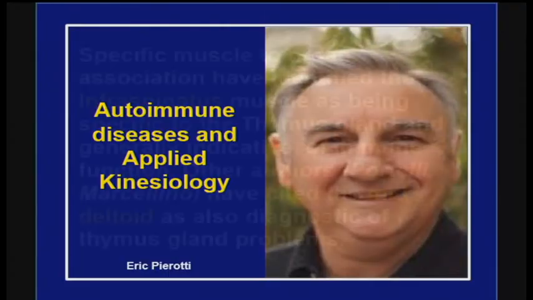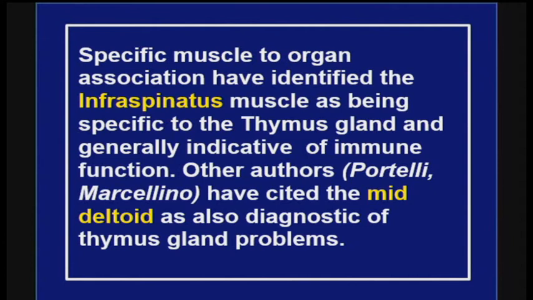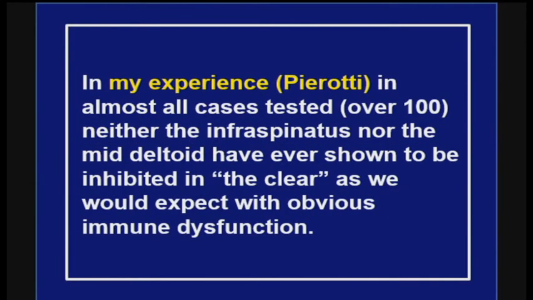So just to finish off, I just want to show you more of a physical approach from my friend Eric Perotti. Specific muscle to organ associations have been identified with the infraspinatus. So we talked about that earlier today, with Wally Schmidt and his work with the thymus, his infraspinatus, as being specific to the thymus gland and generally indicative of immune function. Other authors like Portelli and Marciano have cited the mid-deltoid also as significant in thymus gland problems.